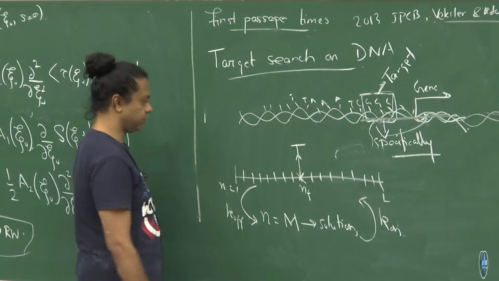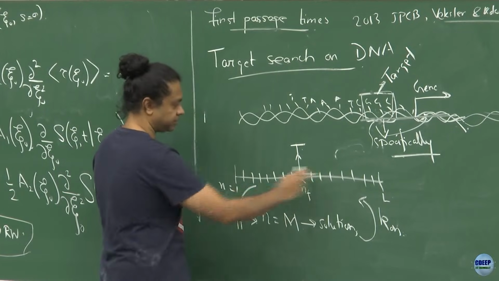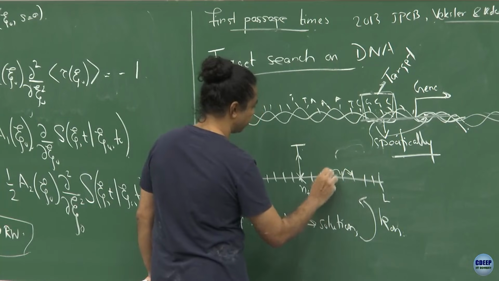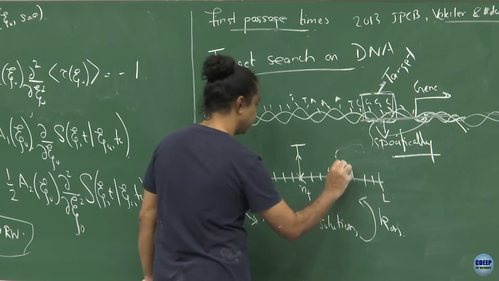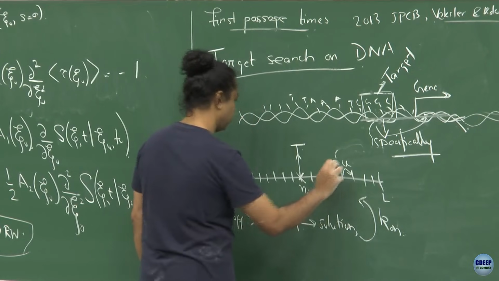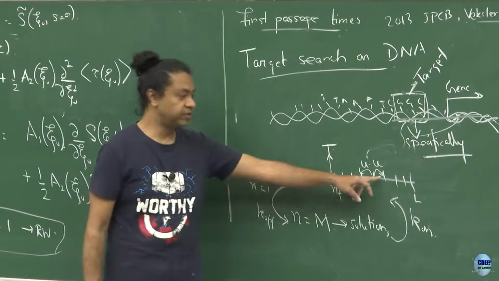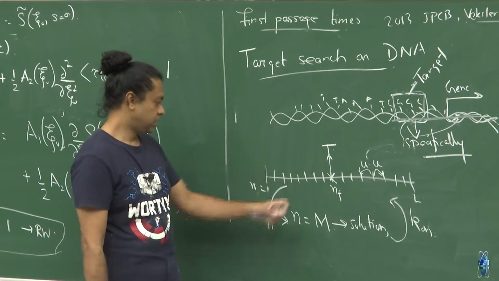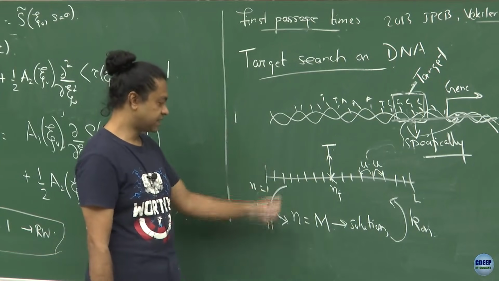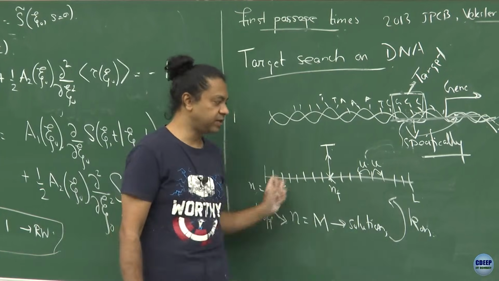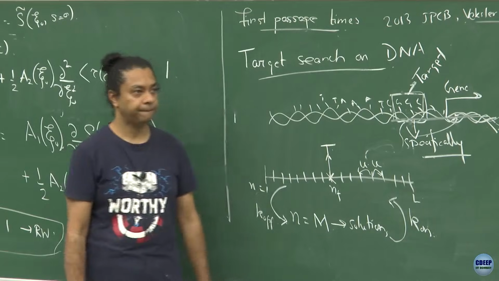When it is bound non-specifically to these sites, it can hop either to the left or to the right, let us say with rate u. So it does a diffusive random walk, a 1D random walk with hopping rate u. If it is on the lattice, it can unbind with rate k off. If it is in the solution, it can rebind anywhere randomly with rate k on.